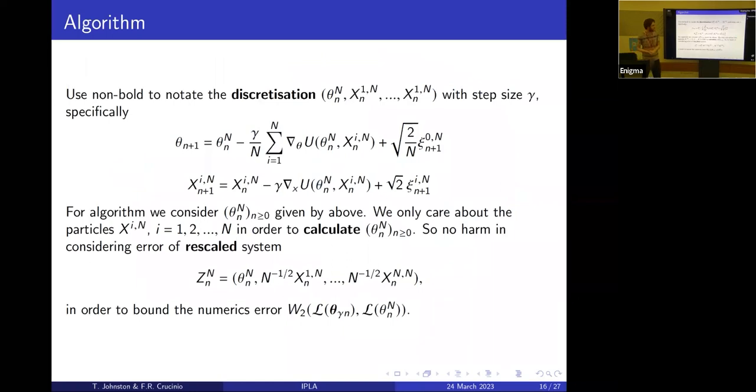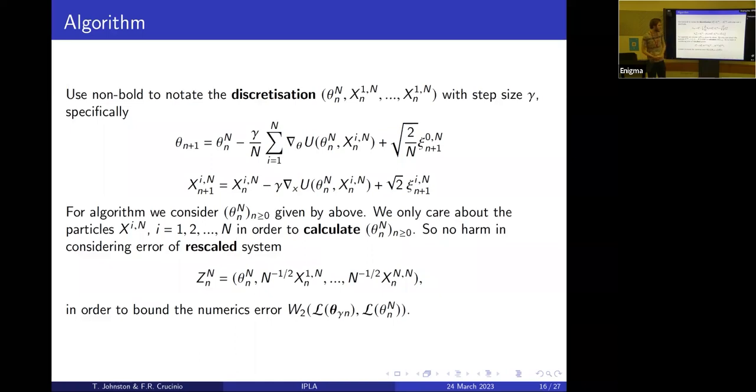Our algorithm here is very similar to many existing algorithms. We just take the Euler-Maruyama discretization of the stochastic process. So we have step size gamma, and we set our algorithm like this. And given that we're looking at the theta marginal of this distribution, we don't really care about this x. I mean, we care about them to calculate theta, but we really care about theta.